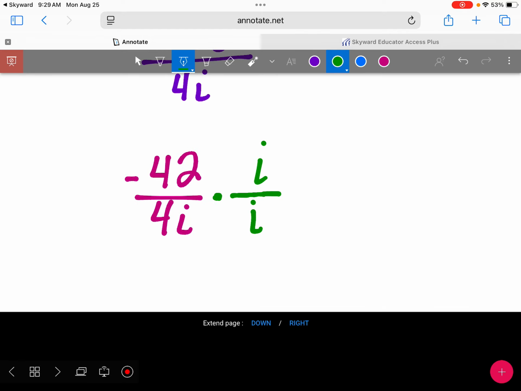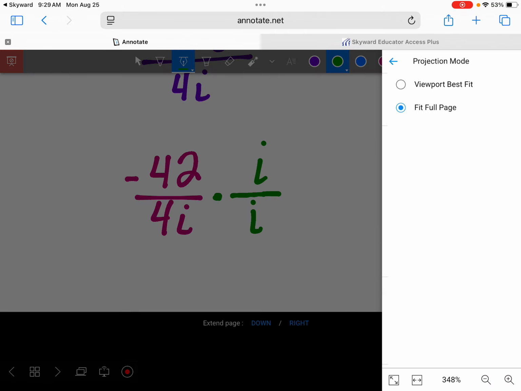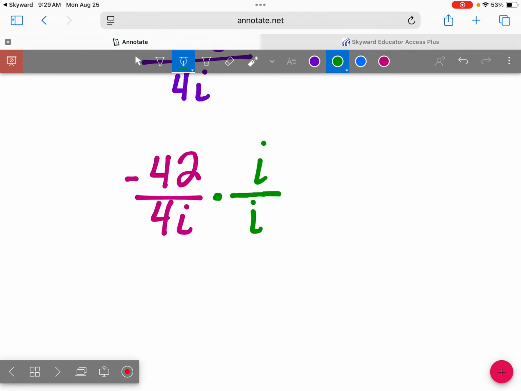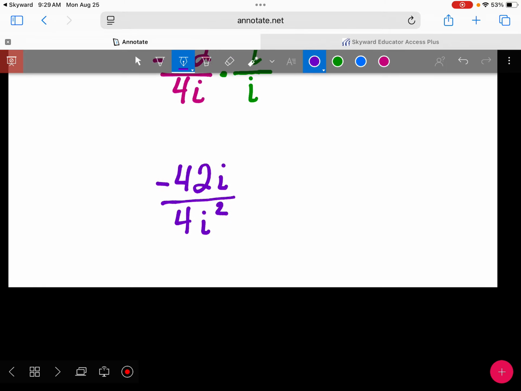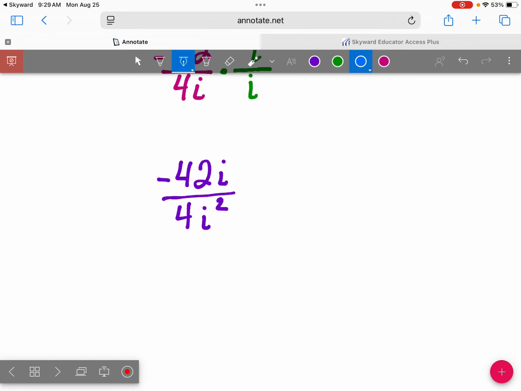When we multiply by i over i, I'm going to change the view just so I can zoom in a little bit. There we go. When we multiply by i over i, we get negative 42i over 4i squared. We know i squared is negative 1. So then we have negative 42i over negative 4. The negatives cancel.